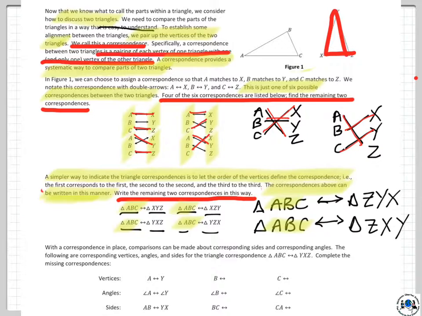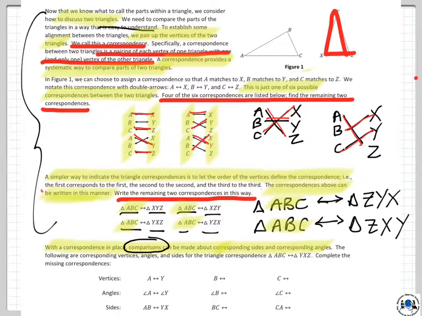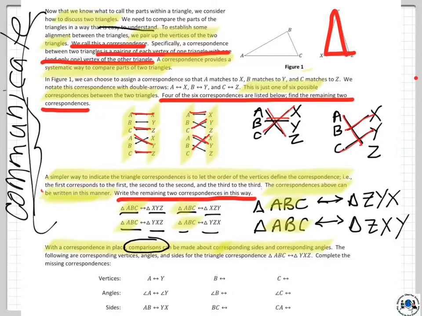Okay, so now with correspondence in place, comparisons can be made about corresponding sides and corresponding angles. And that's what we're trying to do here. We're trying to compare. The reason we need all these correspondences is because we want to be able to communicate better. That is the most important thing. We want to communicate. You want to be clear. You want to say angle A is half of angle X, and you want to know where that is. You want to make sure.